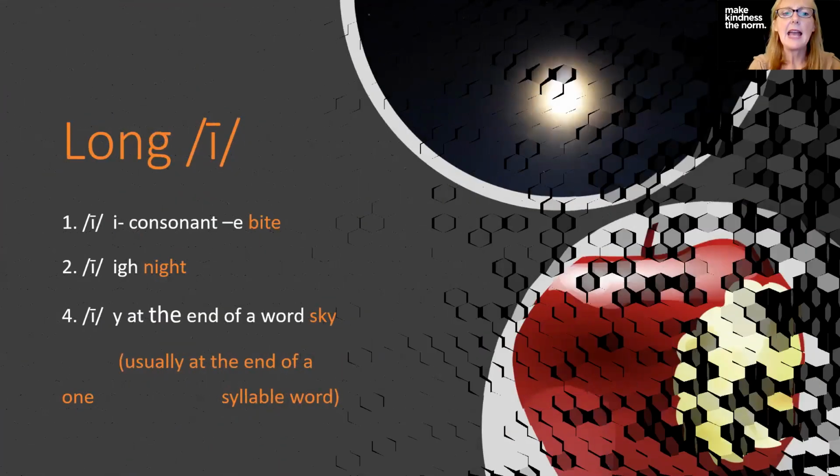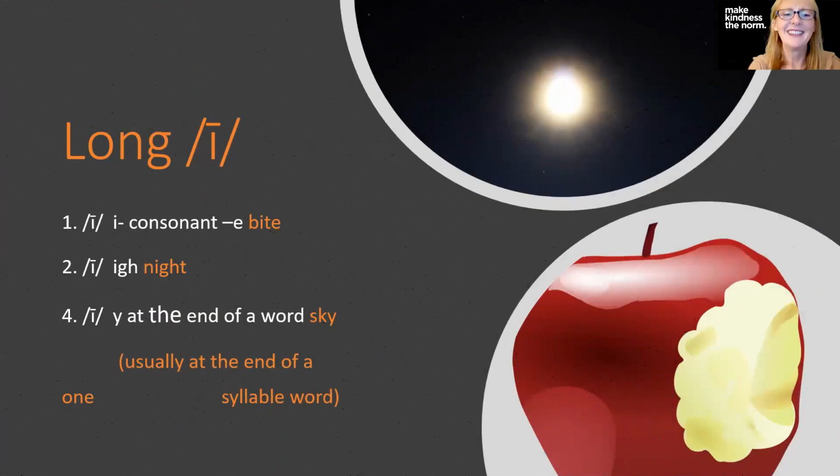For long I, we have I consonant E, like the word bite out of this apple. We have the IGH. I know you know this word family. Night, right, bright, fight, flight. There are so many words that make the long I sound with IGH. The GH, of course, is silent.